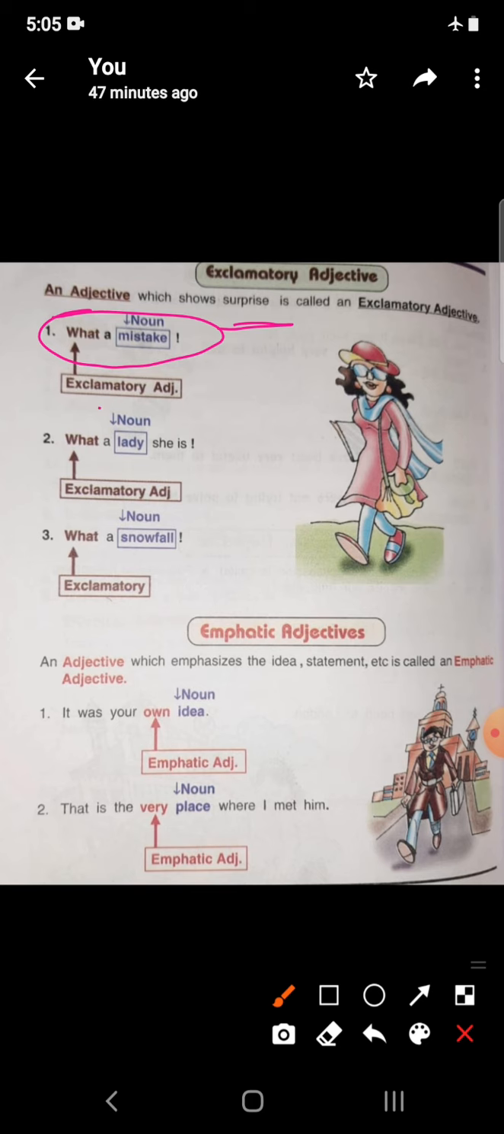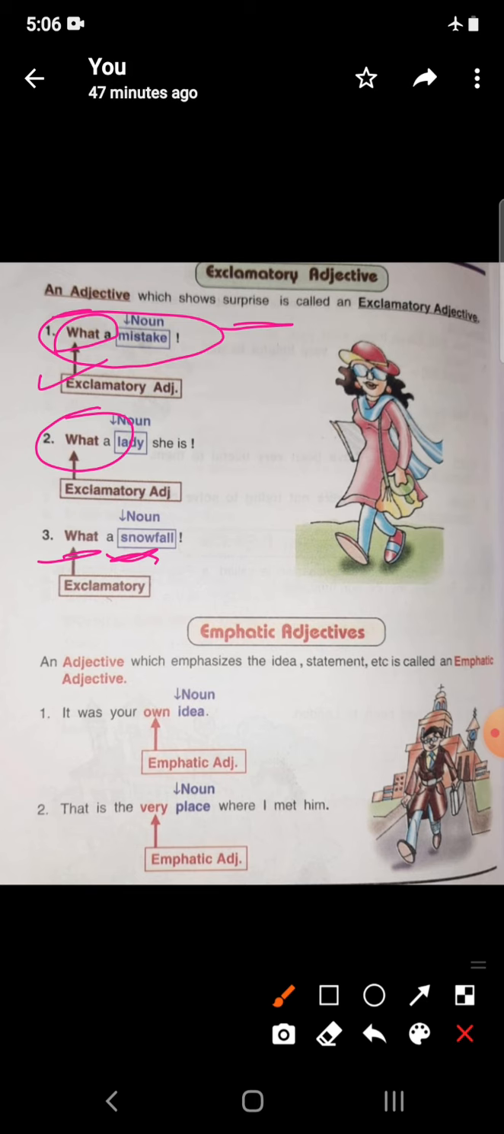So the word what is used in exclamatory sentences. It is an exclamatory adjective because you will find it used with a noun. What a mistake. What here is used as an exclamatory adjective. So the exclamatory adjective is the word what that is used in exclamatory sentences.